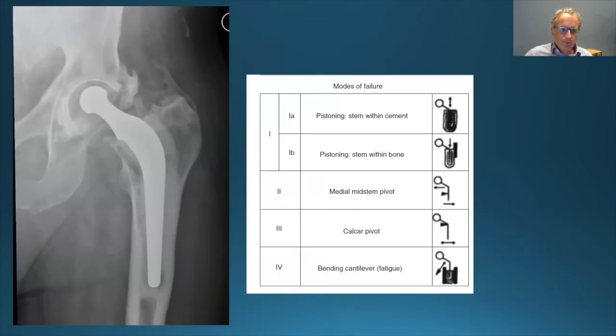This one, you can see a lot of wear, volumetric wear again. It's gone perpendicular to the joint reaction force, as well as a bit of linear wear. And we've got a radiolucent zone in zone 1, and we've got a bit of lysis down here. But you can also see a radiolucent zone in zone 7. So what's happening here again is it's doing a medial mid-stem pivot.